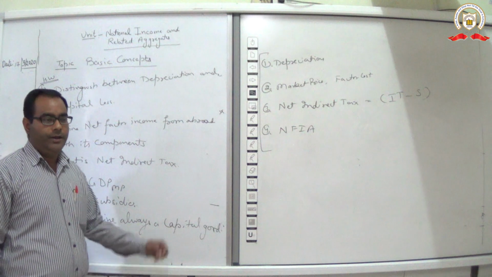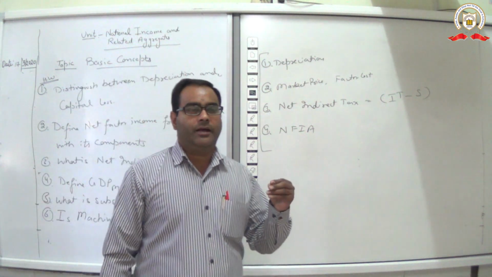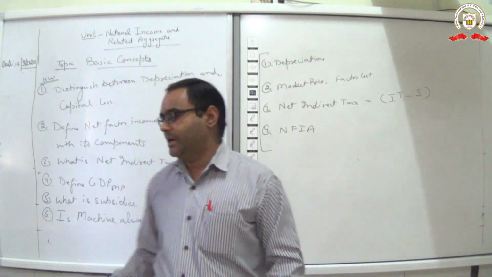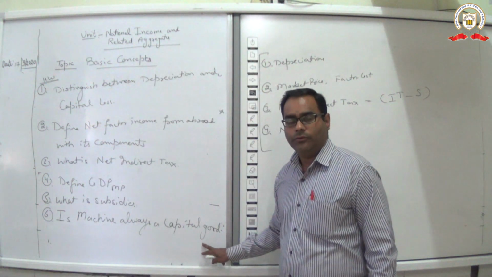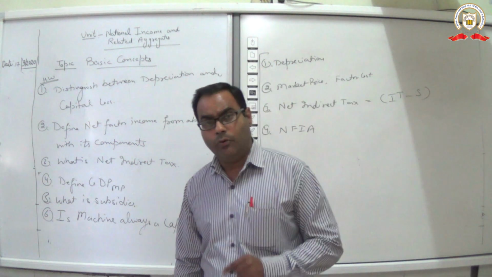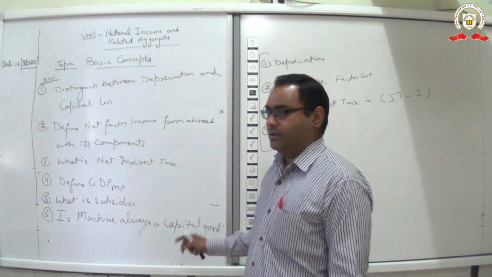For example, if a machine is purchased by the manufacturer or the producer to produce goods, then it will be termed as capital goods. But if the same machine is purchased by a family or housewife, then it is termed as consumer goods.